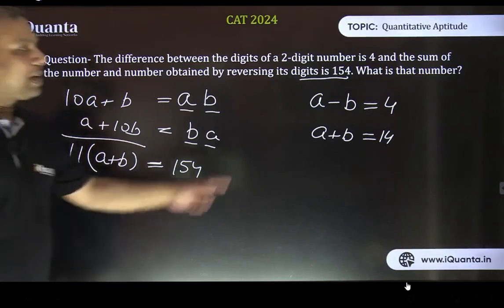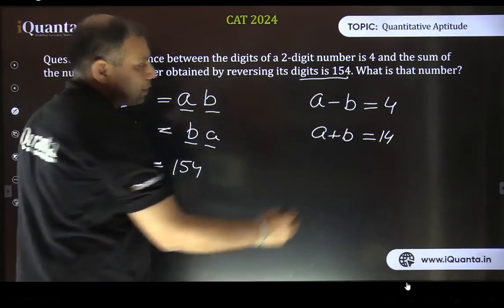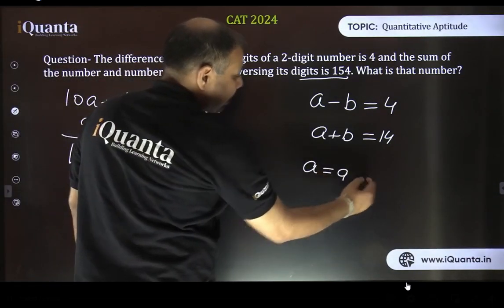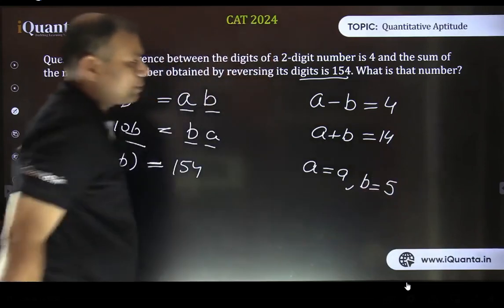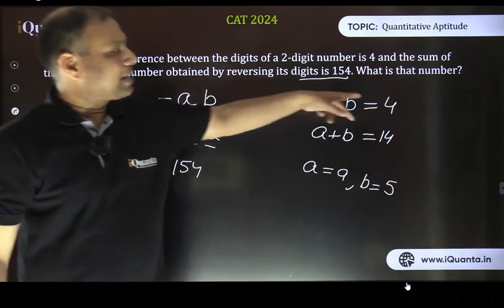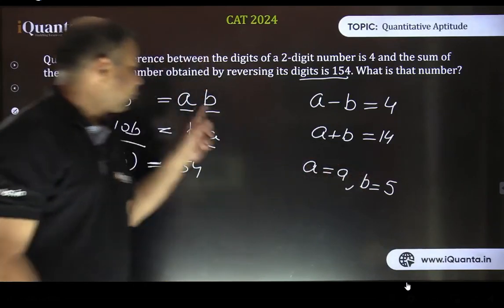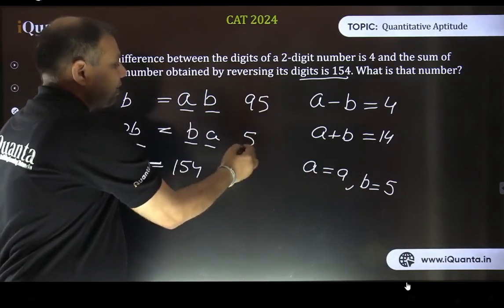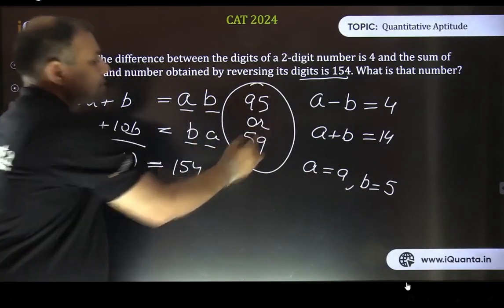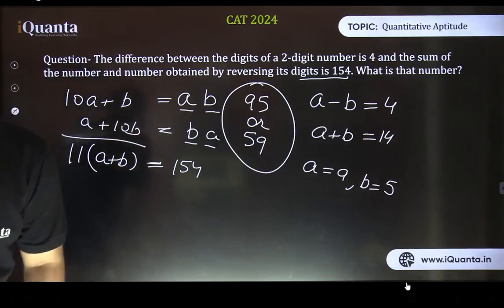That's it. We are left with 2 equations with 2 variables, and we can easily solve it. We get A equals 9 and B equals 5. We can simply add them, B will be cancelled, so 2A is 18, which means A is 9. Substituting back, we get B as 5. So the number is 95, or it can be 59 as well. Both these numbers will satisfy the condition. Fine. Next question now.